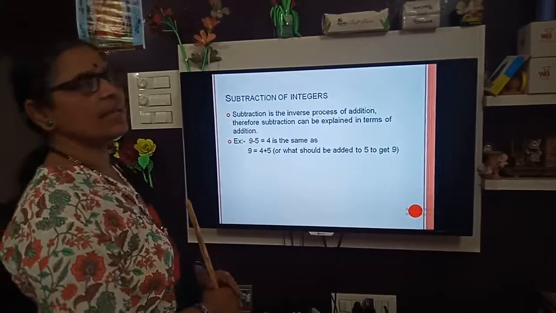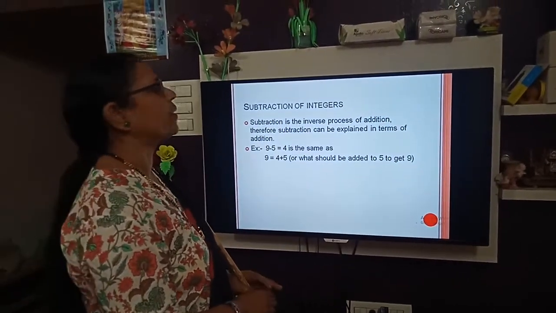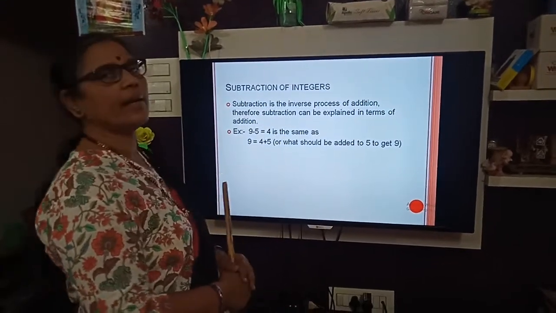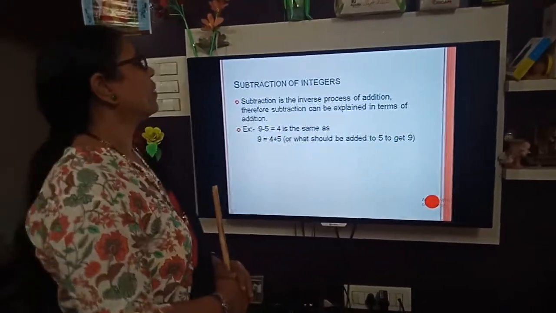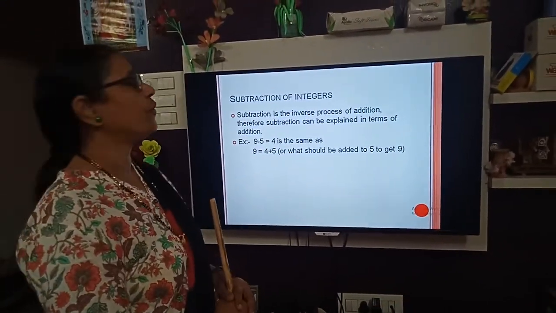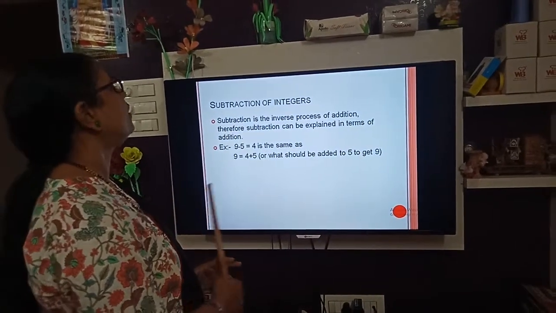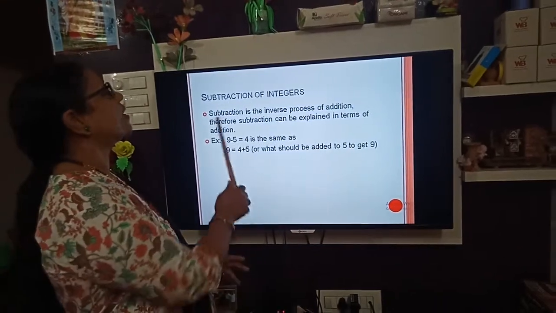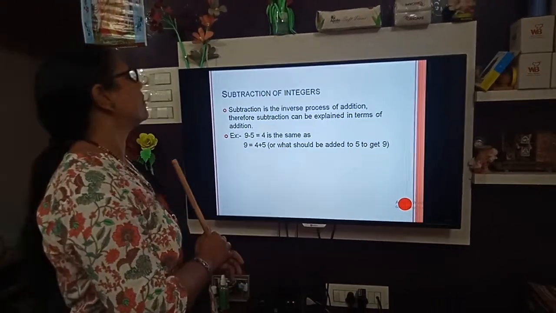In my previous class, I was explaining about integers. The integer lesson is going on, and we studied only addition of integers, and the rules of integers when we are adding them. Today we are studying subtraction of integers.